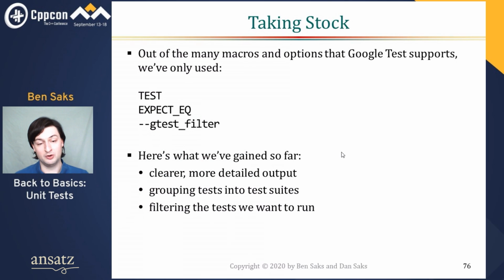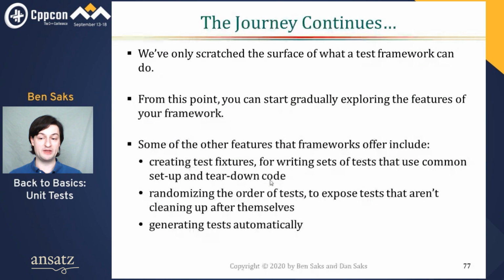Okay, so what parts of Google Test have we used? Well, the test macro, the expect EQ macro, and the filter option. What have we got out of it? Well, we've got clearer, more detailed output from our tests. Our tests are now grouped into a test suite, which we can filter on what tests we want to run, such as down to a specific test suite, down to a type, down to a particular individual test, things like that. And this is just scratching the surface of what you can do with a testing framework.